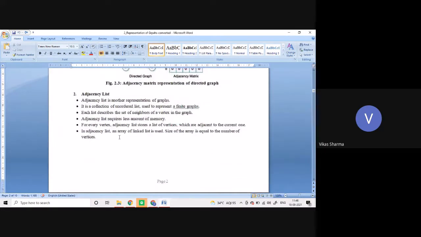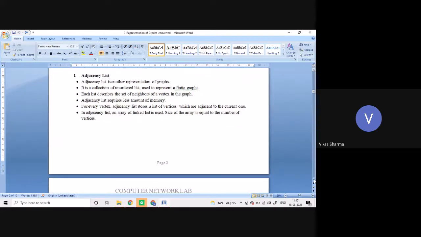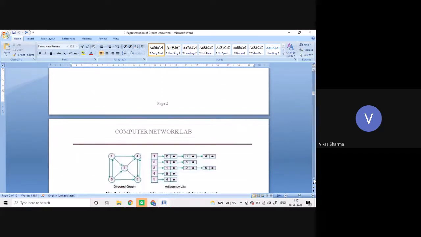So the adjacency list is another representation of a graph. It is a collection of unordered lists used to represent a finite graph. Each list describes the set of neighbors of a vertex in the graph. An adjacency list requires less memory. For every vertex, the adjacency list stores a list of vertices which are adjacent to the current one. In an adjacency list, an array of linked lists is used. The size of the array is equal to the number of vertices.